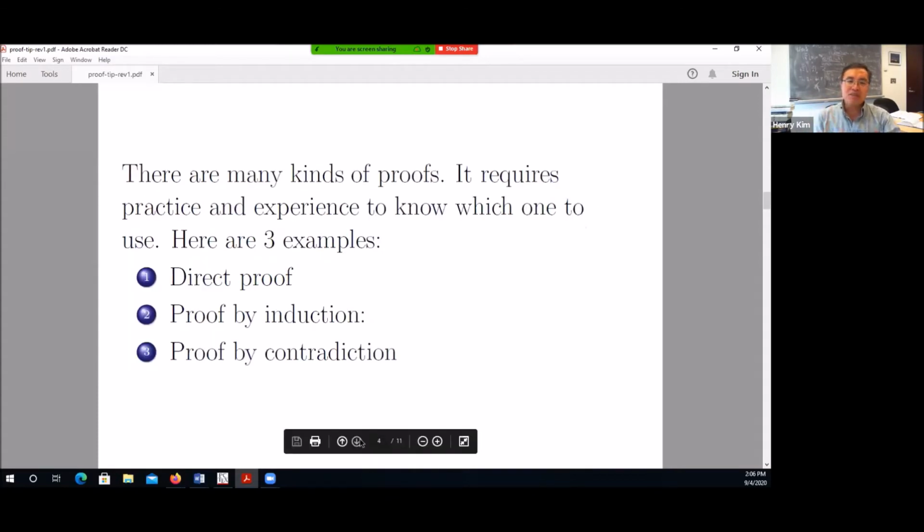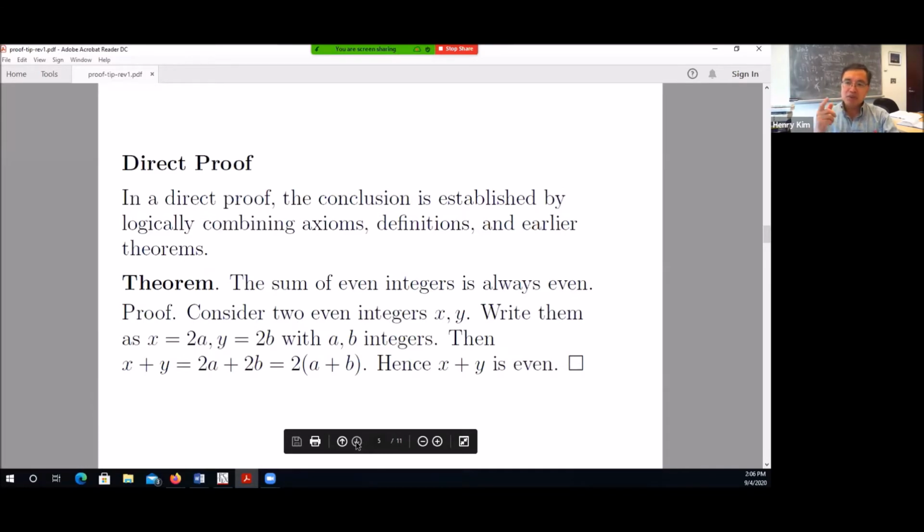There are many different kinds of proofs. It requires practice and experience to know which one to use. So here are three examples: direct proof, proof by induction, proof by contradiction. Let me briefly explain each one. The first, direct proof. In a direct proof, the conclusion is established by logically combining axioms, definitions, and earlier theorems.